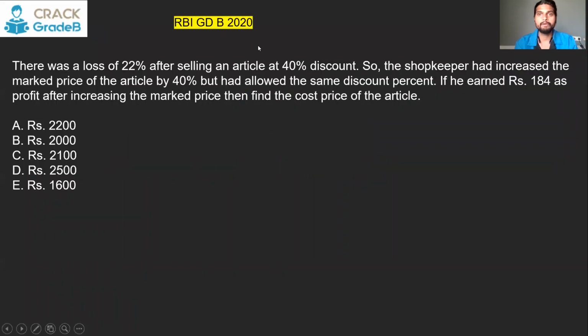Now this is an RBI Grade B question. This is the level that we are expecting in our exam. There was a loss of 22% after selling an article at 40% discount. So the shopkeeper increased the mark price of the article by 40%, but allowed the same discount percent. If he earned rupees 184 as profit after increasing the mark price, then find the cost price of the article.